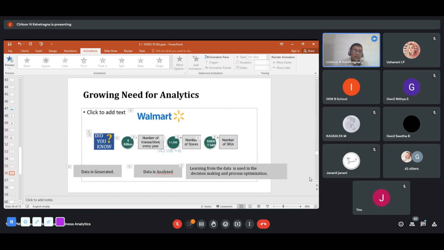Imagine this is what a Walmart is. 4 billion data generated. The number of transactions is 4 billion every year. And then you have 11,500 stores. SKUs are stock keeping units. They have 1 lakh plus different kinds of products, like shampoo, soap, detergent, cosmetics, like that, 1 lakh plus products. All of this is what they need to analyze.